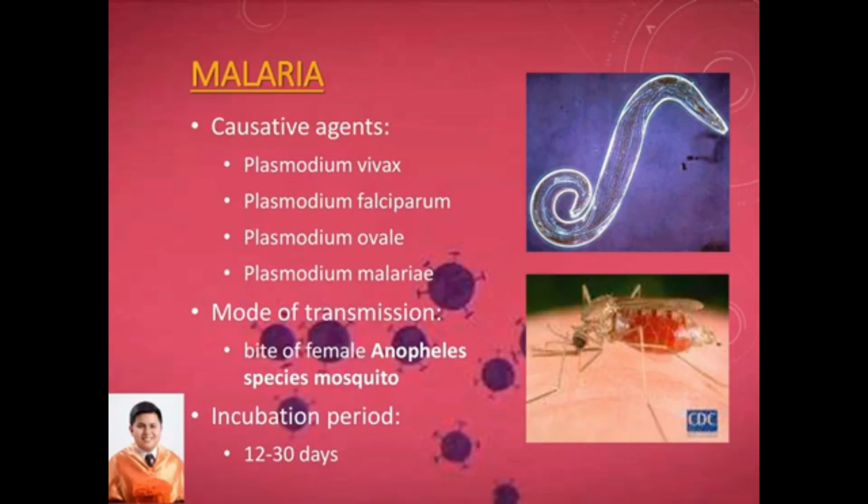Malaria. Malaria is an acute febrile illness caused by Plasmodium parasites, which are spread to humans through the bites of infected female Anopheles mosquitoes. There are different species that cause malaria in humans, namely Plasmodium vivax, Plasmodium falciparum, Plasmodium ovale, and Plasmodium malariae. Among these species, Plasmodium falciparum and vivax pose the greatest threat.